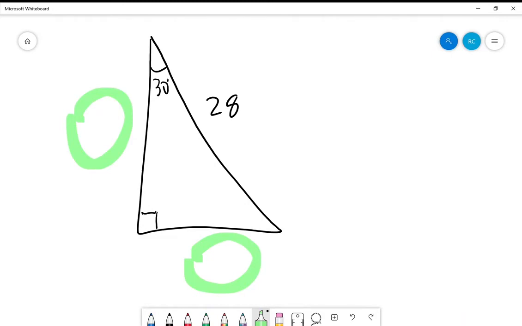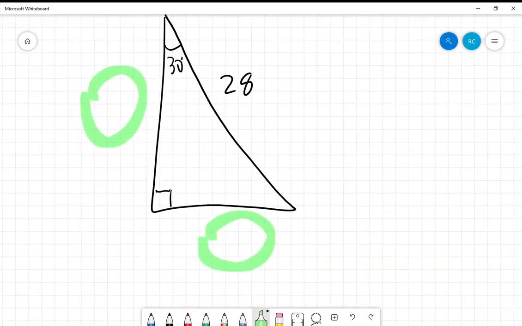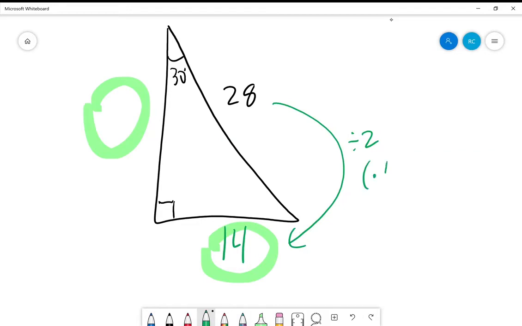Well, again, the hypotenuse is double the short leg, so the short leg should be 14. Right? To get from here to here, I divided by 2. Or I multiplied by 1/2. They're the same thing. And then, to get from the short leg to the large leg, we need to multiply by the square root of 3.